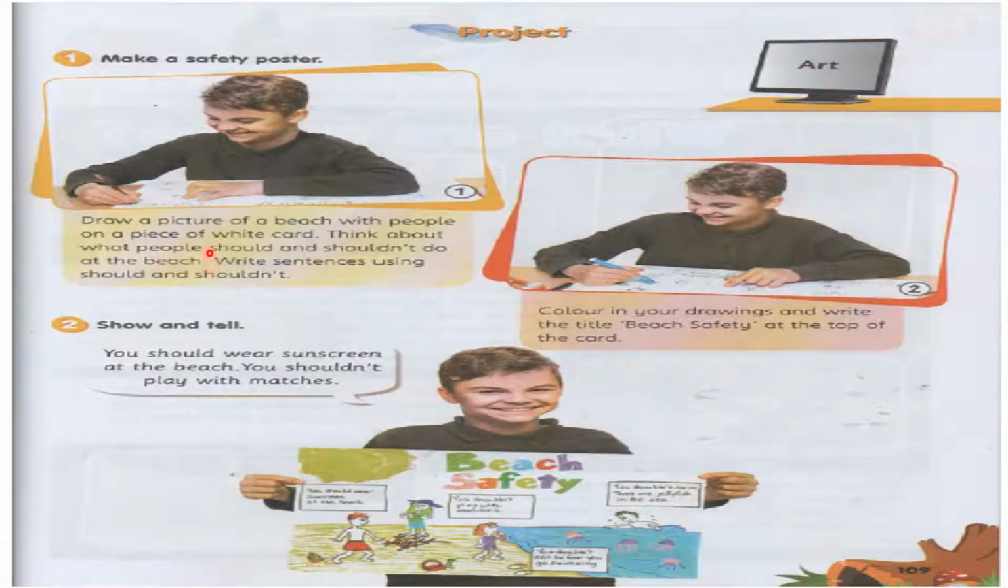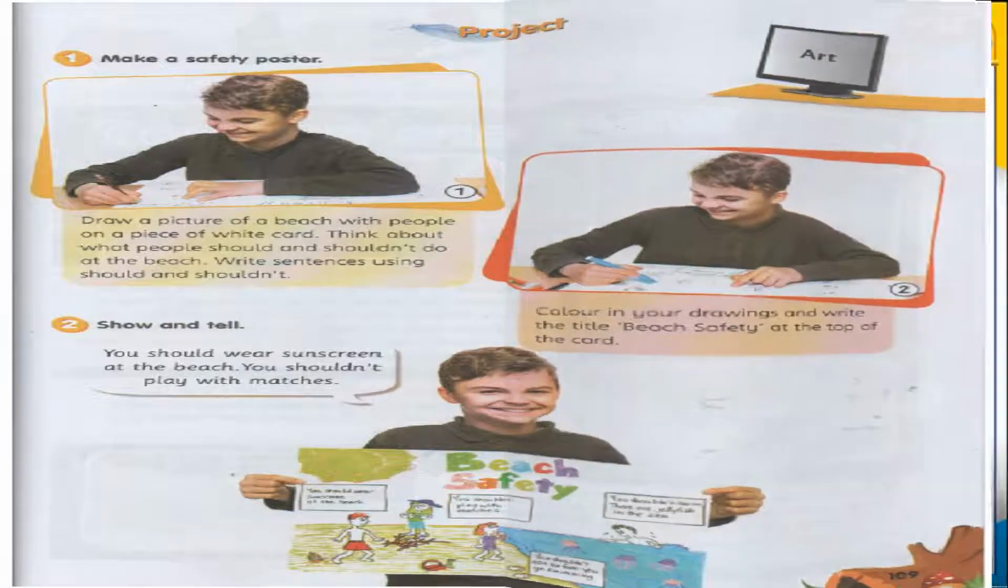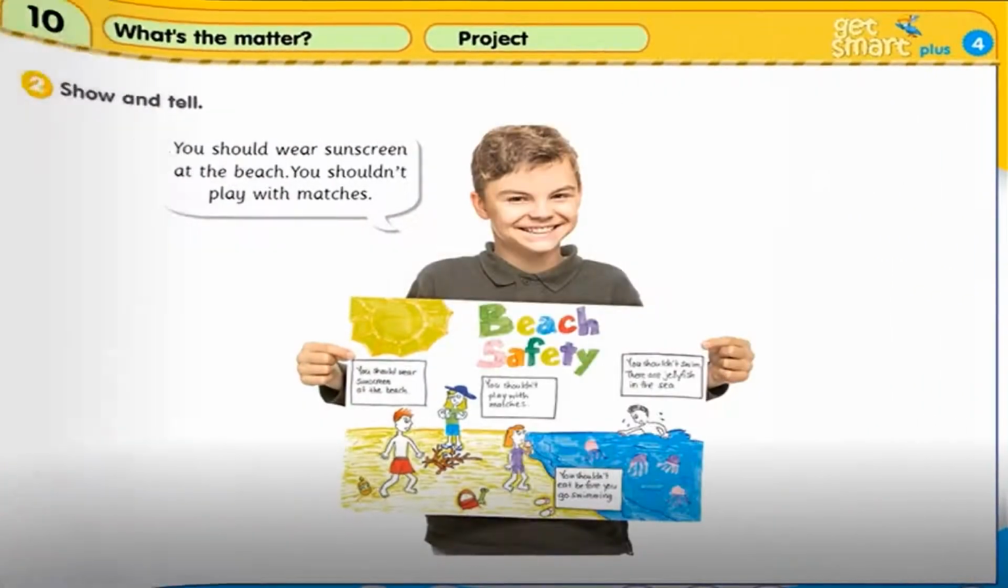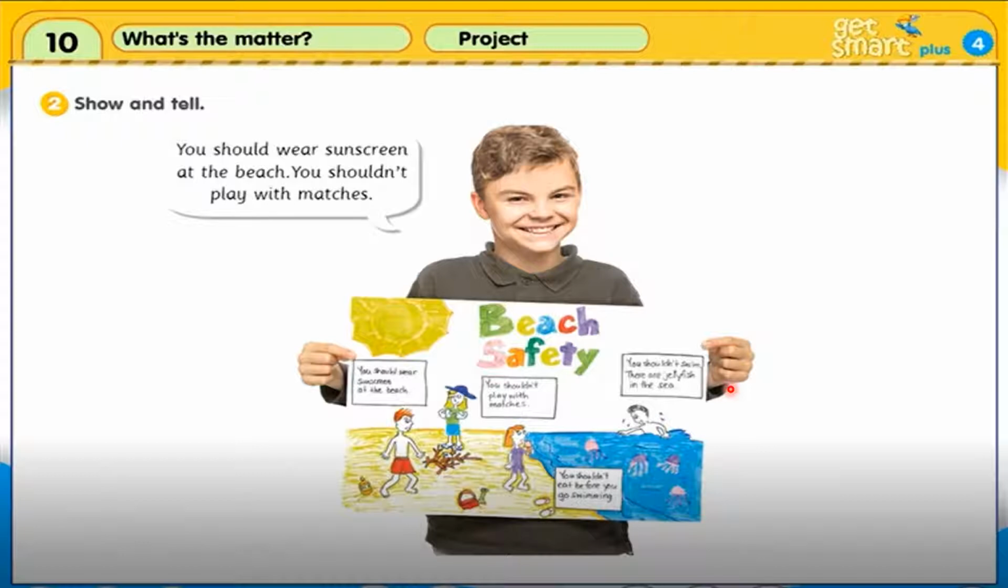So think about what people should and shouldn't do at the beach. Write sentences using should and shouldn't. Color in your drawings and write the title Beach Safety at the top of the card. For example, you should wear sunscreen at the beach. You shouldn't play with matches. So you use the words should and shouldn't to draw your poster. Okay, so that's the poster that you draw.